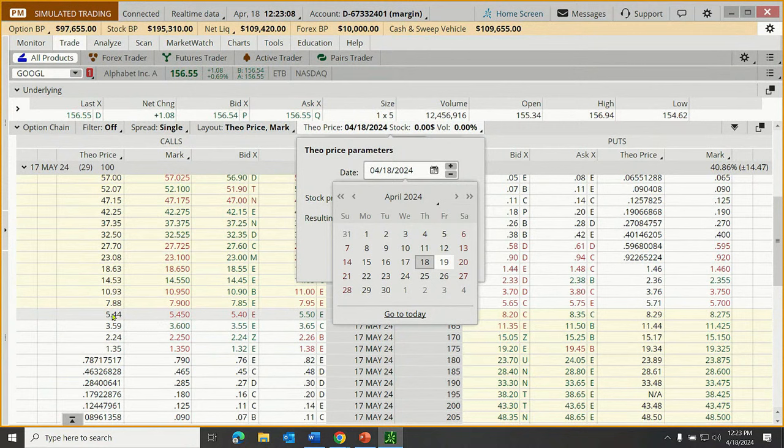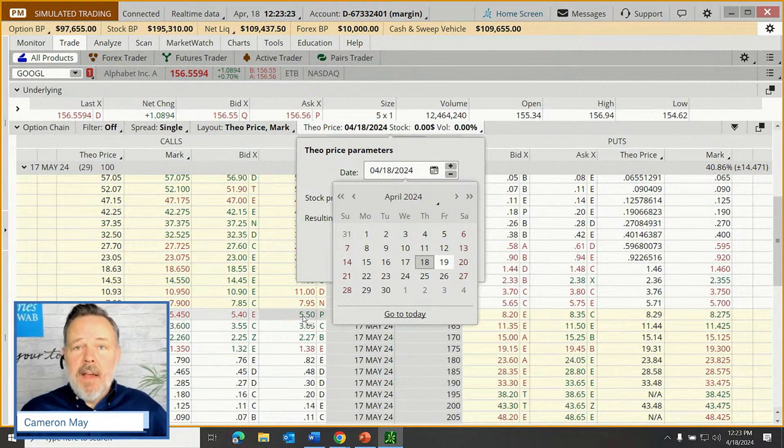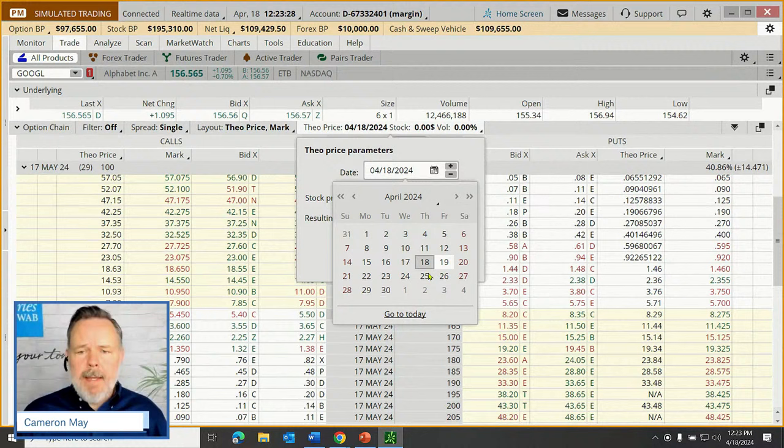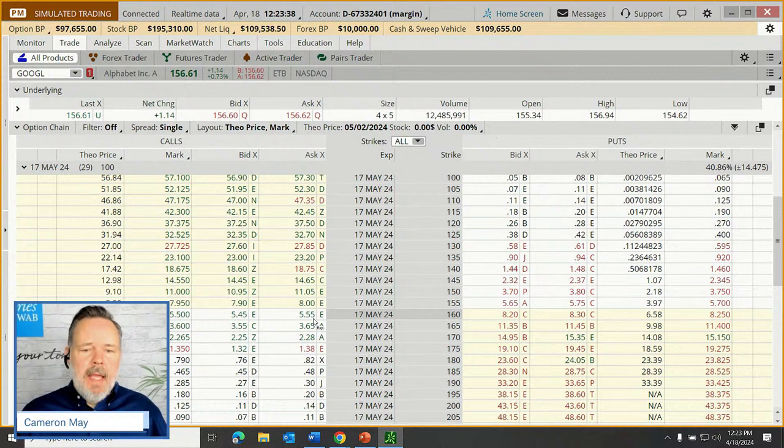If we bought this for 5.50 today, and if time decay were linear, we would expect the future value of this option to be what? $2.75. Half our time goes by, it should cut the value of this option in half, right? Well, let's push this out to May 2nd. That's 2 weeks from today. Okay.